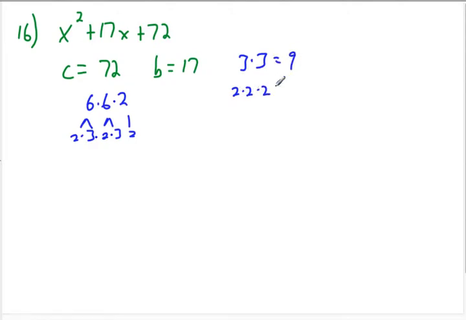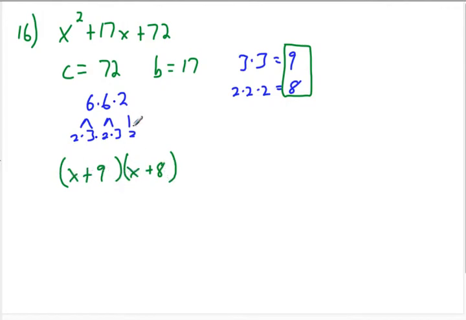So 9 and 8. And to get the answer here, it's really simple. Now that we've figured these out, you just make your binomials. You know the first terms have to be x's, and then the next ones are the 9 and the 8 that we just figured out. And you should always FOIL to make sure you're right. X squared, 72, and combination of 9 and 8 is 17x.